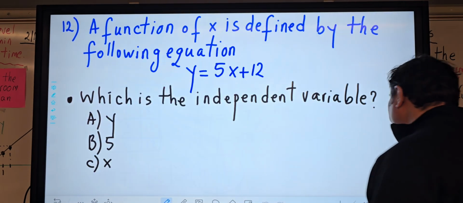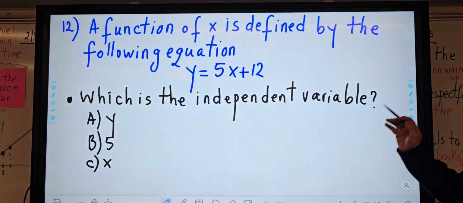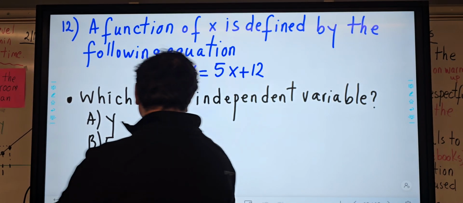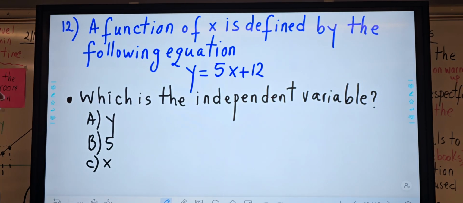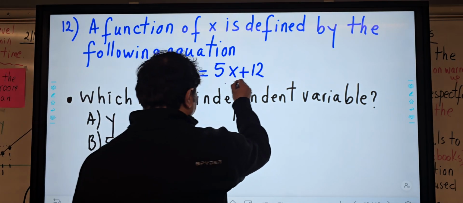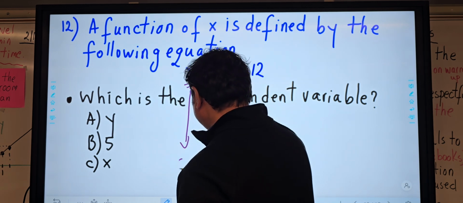Okay, let's continue. A function of x is defined by the following equation: y equals 5x plus 12. Which is the independent variable? Okay, so again, the independent variable is the x, because y is the dependent, right? Dependent.